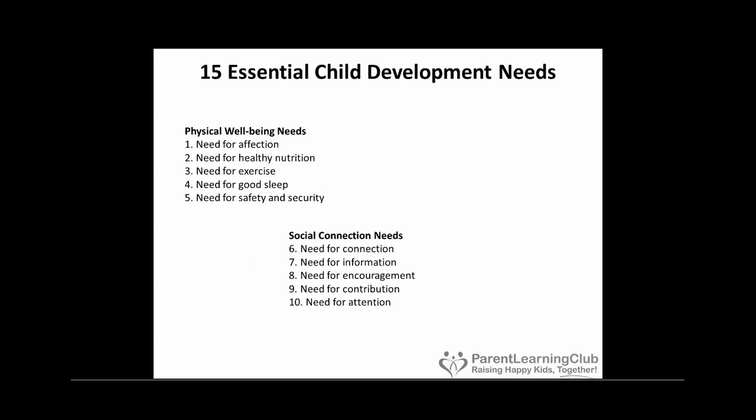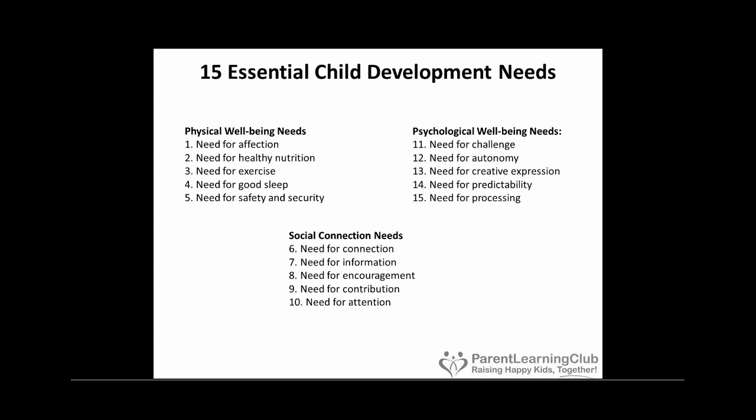Okay, next we have our social connection needs, right? This is our need for connection with those around us, first and foremost. Then we have the need for information, which really has to do with communication and knowing what's going on in the world around us and with other people. The need for encouragement, right? Very important, not only for children, but also adults. And this has a lot to do with recognition and acknowledgement, all falls under that. The need for contribution, right? That's participation, meaning, and the need for attention. Very obvious one right there. And then finally, we have our psychological well-being needs. This is the need for challenge, for appropriate stimulation, the need for autonomy, right?